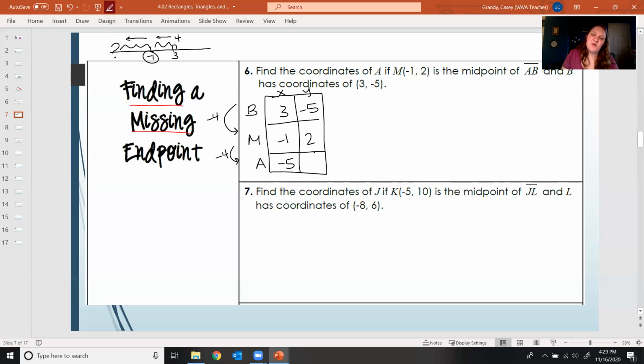And then I think of it the same way here for my y values. Y is a number line, and I've got a point at -5 and a point at +2. That 2 is the midpoint, which means there is some other point over here that's the exact same distance away from 2 as 2 is from -5. So how would I go from a -5 to a +2? Well, I would add 7. So to get to the other endpoint, I do the same thing. So A is at the coordinate -5, 9.